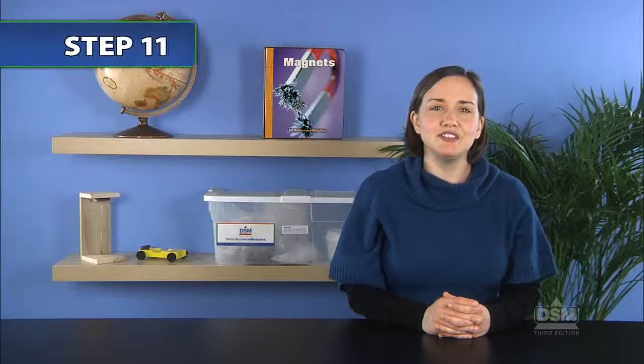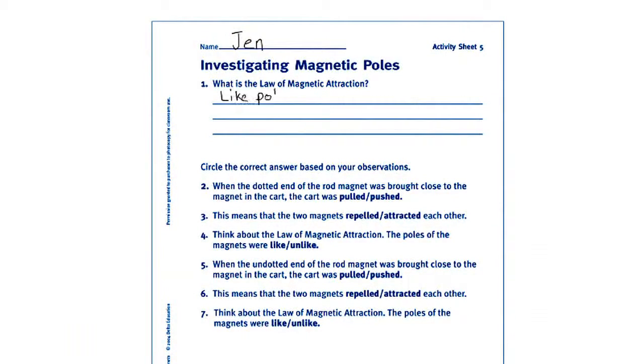Now distribute Activity Sheet 5. Ask the students to answer Question 1 by writing the law of magnetic attraction at the top of their sheets. Have them answer Questions 2 through 7 according to what they observed during their experiments. If possible, give the students more time to investigate the attraction and repulsion of the magnets. Encourage them to use the words attract and repel to describe what they see.